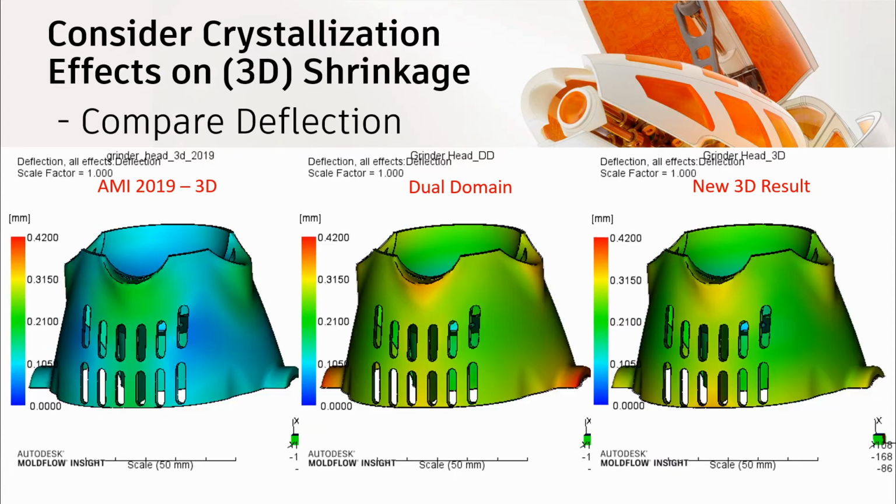agreement. Likewise, we can also compare the deflection results for those 3 simulation cases on this part. And again, we see that the new 3D result has a similar magnitude of deflection as the dual domain prediction, and both are higher than the previous 3D result. So this is an example, as I said, of reducing the differences between predictions from our 3D solver and the predictions from our midplane or dual domain solvers.